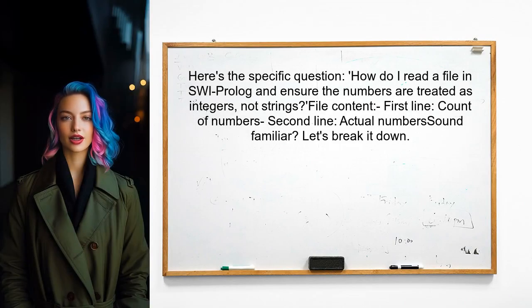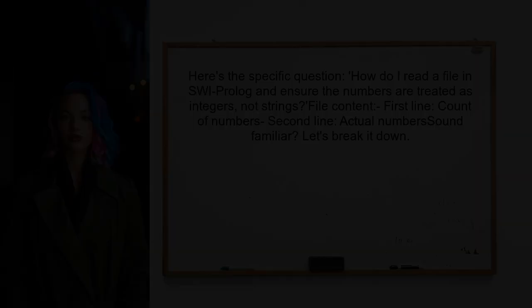One user asked, how do I read a file in SWI-Prolog and ensure the numbers are treated as integers, not strings? They provided a file with a count of numbers on the first line and the actual numbers on the second line. Sound familiar? Let's break it down.